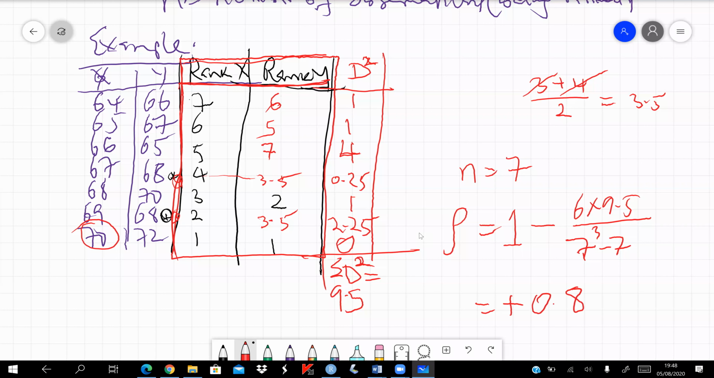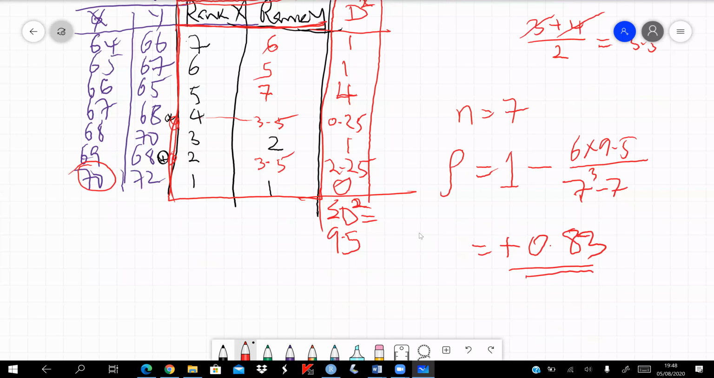0.83. Yeah, we can keep it. So again, this is a high positive correlation. If these are marks of maybe 7 students, and 2 independent lecturers mark them, then you can say there is a high positive correlation in the way the exams were marked. So it seems to have been marked fairly.